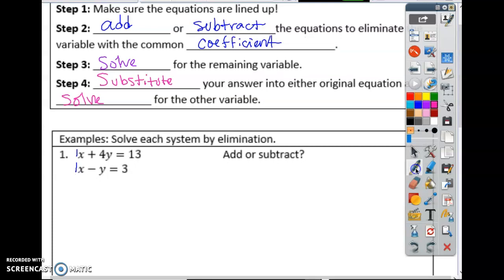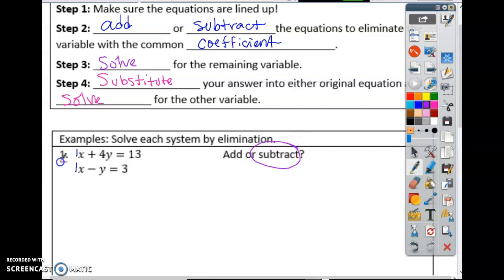Okay, problem number 1. If I add 1 plus 1, is it going to eliminate it? If I add 1 and 1, what do you get? 2. Is that eliminating it? ¿Lo canceló? No. What if I subtract 1 minus 1? You get 0. Does it eliminate it? Yes. So I'm going to subtract, because that's going to get rid of it.